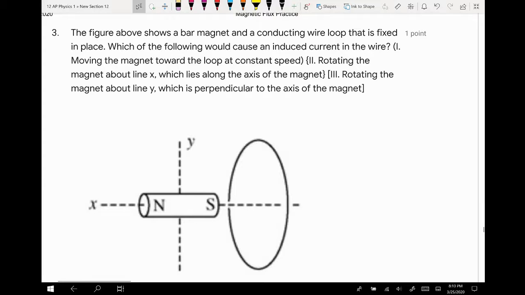1, moving the magnet toward the loop at a constant speed. 2, rotating the magnet about line X, which lies along the axis of the magnet. 3, rotating the magnet about line Y, which is perpendicular to the axis of the magnet. So what we want to think about first is, I'm just going to draw in a magnetic field here. We know that the magnetic field for a little pole magnet just looks like this.